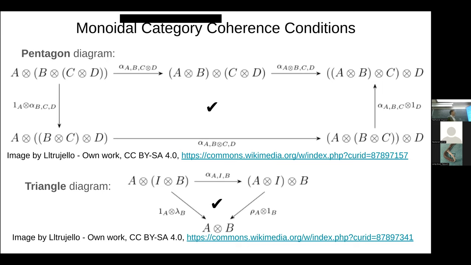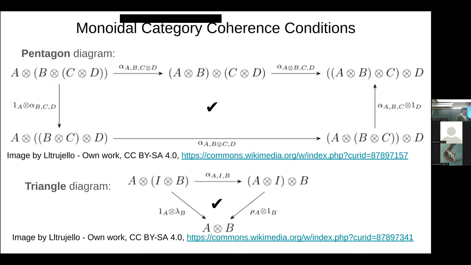I won't go into this in detail, but basically it says it's all very consistent in terms of how these things play together nicely. You don't have to worry that if you go one way in reducing it, you get a different result than going the other way. They all play together nicely. All these diagrams, the pentagon diagram at the top and this triangle diagram at the bottom, they all commute.